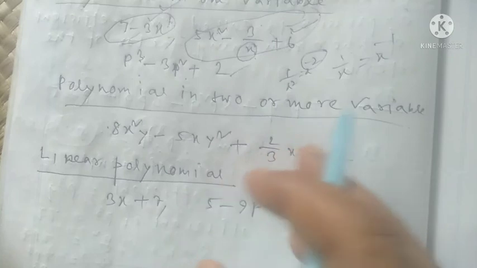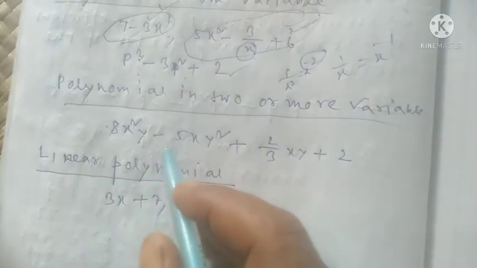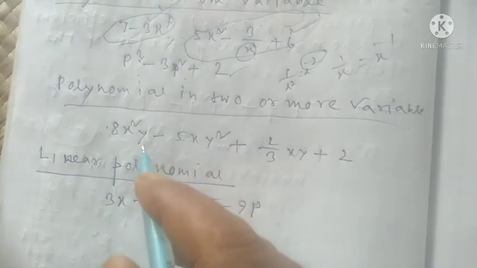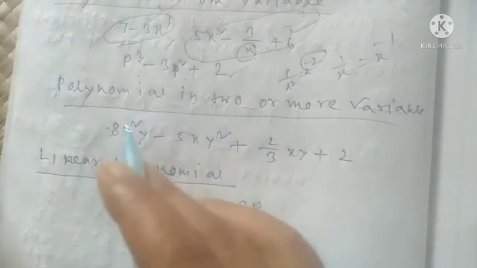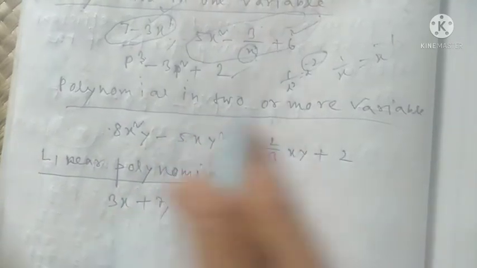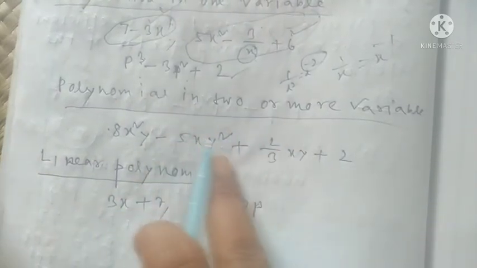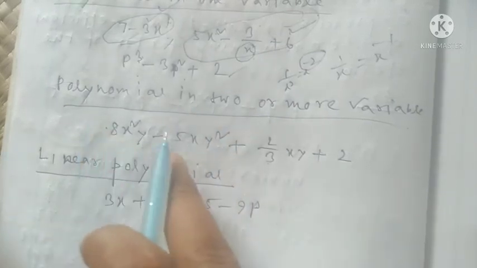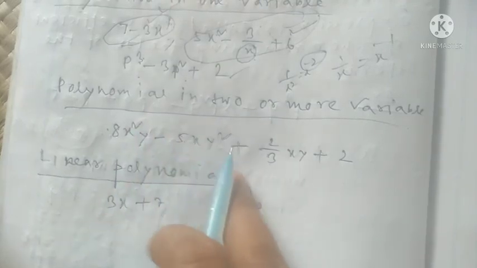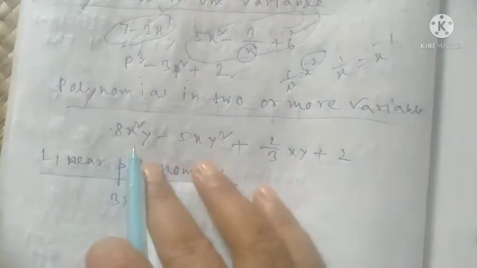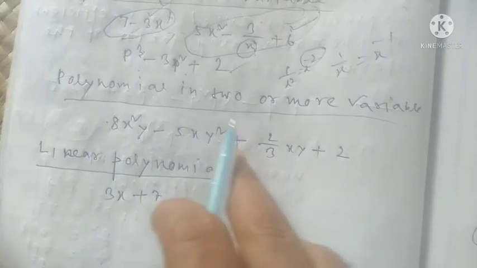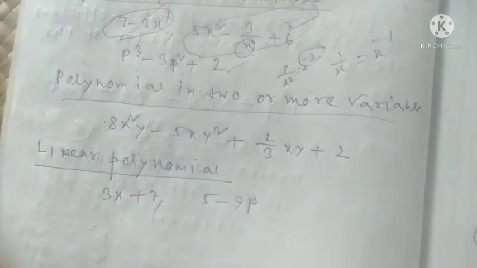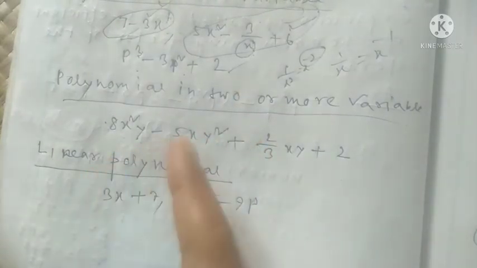Again, polynomial in 2 or more variables. Okay, so 8x square y minus 5x, there are 2 variables, x and y, so that's why this polynomial has 2 or more variables. In this polynomial 2 variables are there. Okay, so this is a polynomial in 2 variables. It is also an algebraic expression. You can say all polynomials are algebraic expressions, but all algebraic expressions are not polynomials.